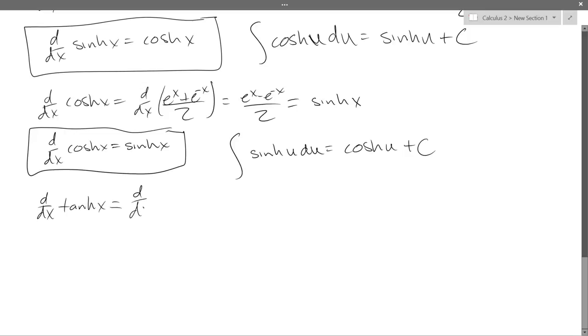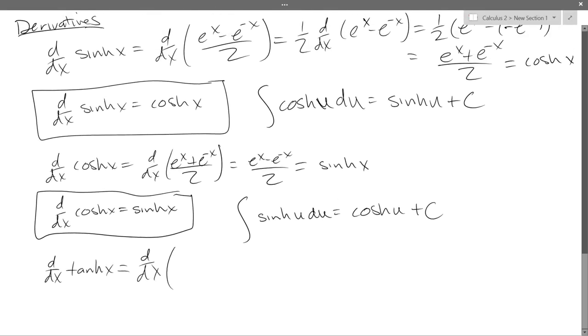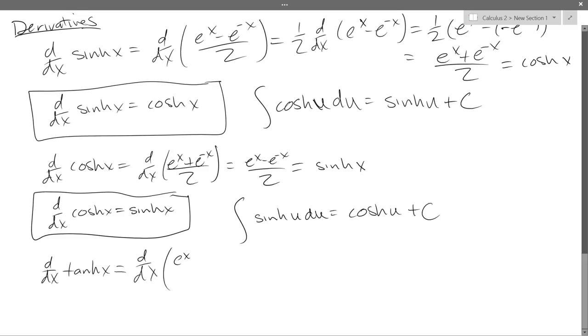So tangent is sine over cosine, and sine uses the minus. e to the x minus e to the minus x over e to the x plus e to the minus x. Now you have quotient rule. So you have to quotient carefully. So go ahead, do that on your own, and then check your work. I'll give you a head start if you want to race me. Probably going to be some significant reduction happening here.